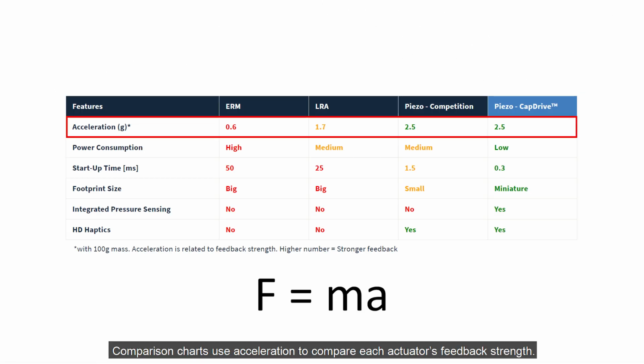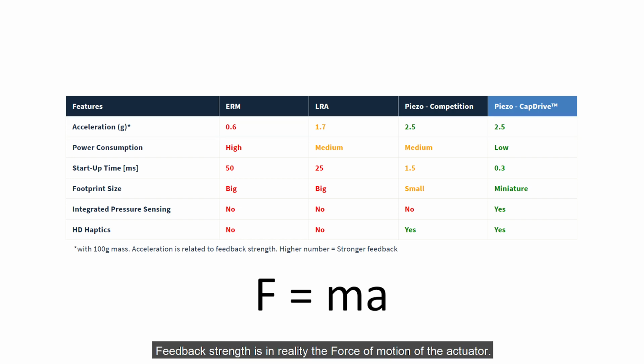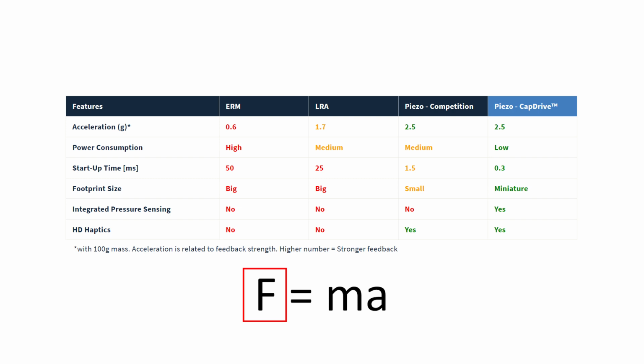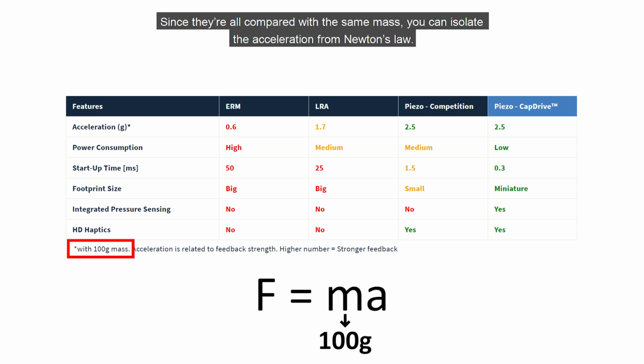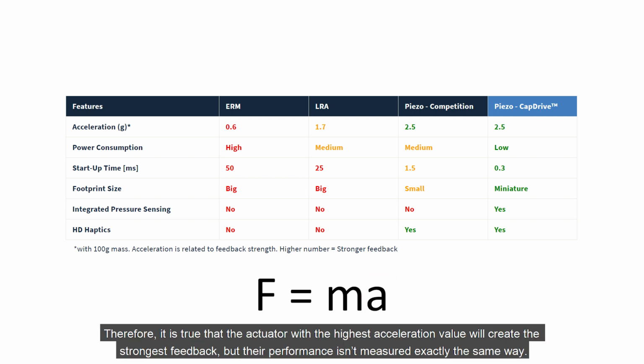Comparison charts use acceleration to compare each actuator's feedback strength. Feedback strength is in reality the force of motion of the actuator. Since they are all compared with the same mass, you can isolate the acceleration from Newton's law. Therefore, it is true that the actuator with the highest acceleration value will create the strongest feedback, but their performance isn't measured exactly the same way.